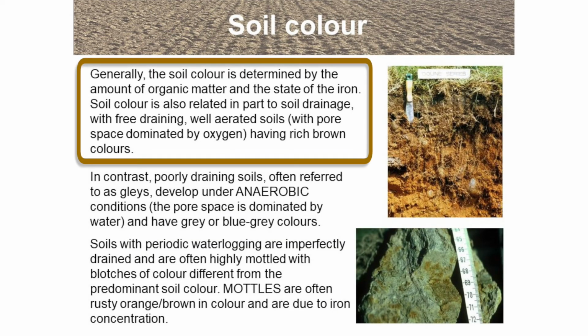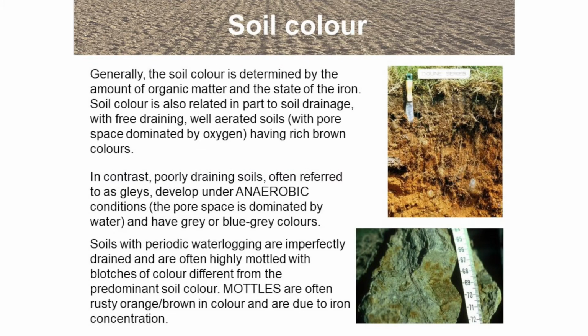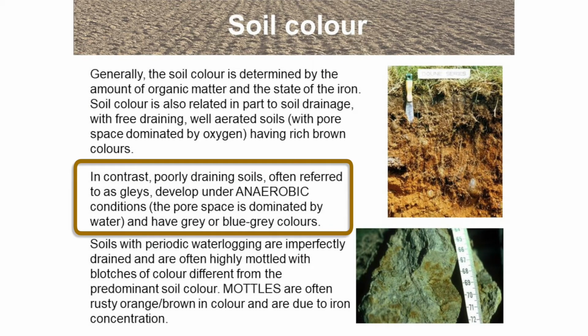Generally, the soil colour is determined by the amount of organic matter in the soil and also the state of the iron. Soil colour is also related in part to soil drainage, with free draining, well aerated soils, that is, soils where the pore space is dominated by oxygen rather than water, having rich brown colours. In contrast, poorly drained soils, often referred to as gleys, develop under anaerobic conditions. This is where pore space is dominated by water and there is little oxygen present, and they have a grey or a blue-grey colour.